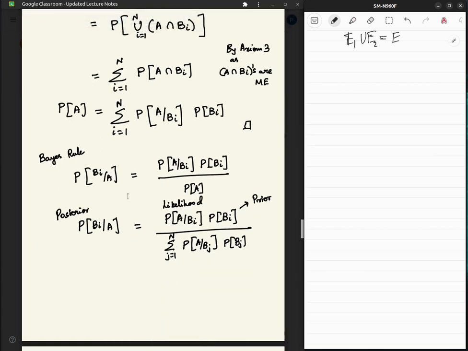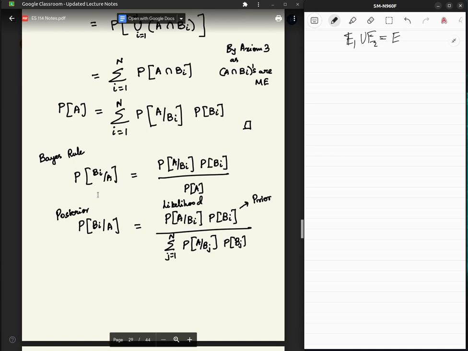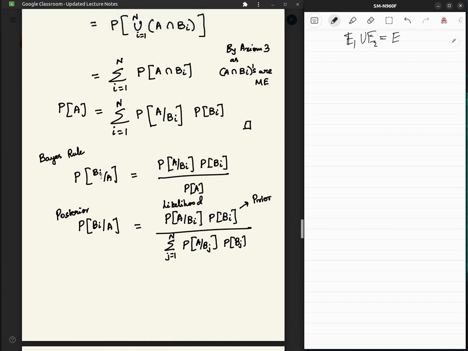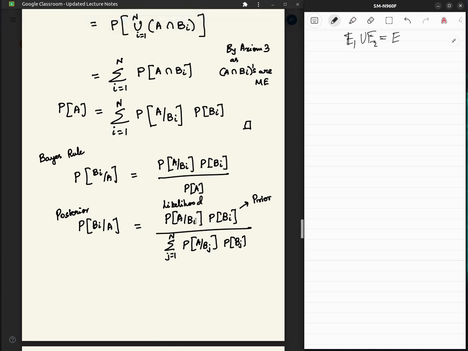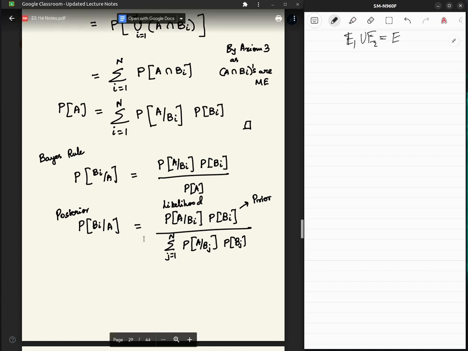Oh yeah. Okay. This is actually the actual Bayes' rule, isn't it? So he's saying probability of bi given A is probability of A given bi times probability of bi, which is of course probability of A intersection bi, or bi intersection A, that's better to think about it, upon probability of A. But then probability of A can be written as this thing. So probability of bi given A is equal to probability of A given bi times probability of bi, upon all of this, right?